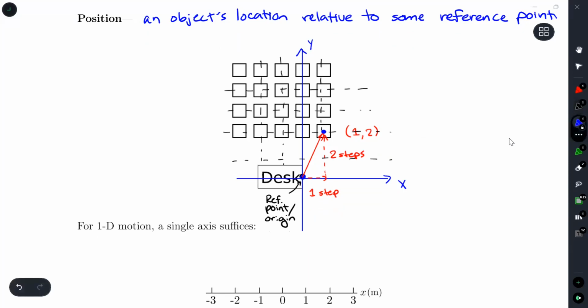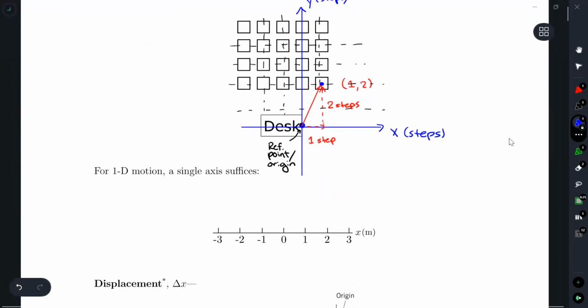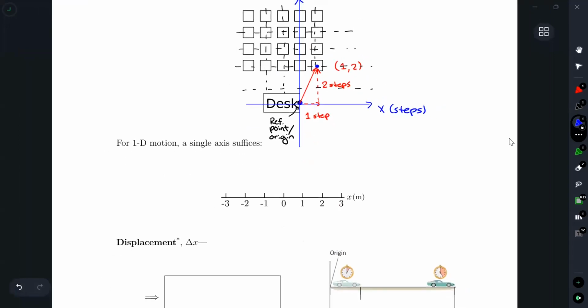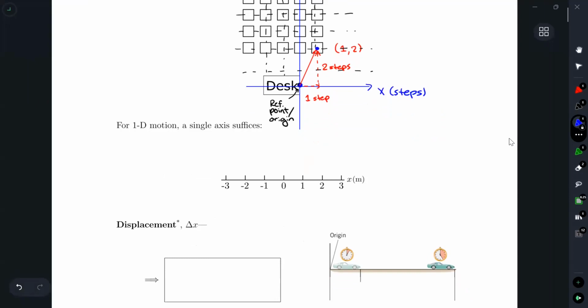So I want to put my units here, steps and steps. All right, in 3D, if I'm jumping on the desks, I have a third coordinate and that just says how far vertically I am, and that's probably relative to the floor. So still nothing surprising here. For 1D motion, we just need one axis. It's whether I'm going left or right, or up or down, or east or west, whatever. If it only requires two directions, I can use one axis.